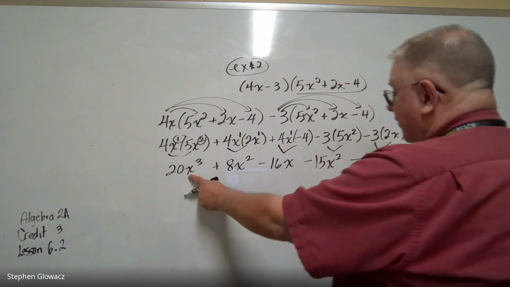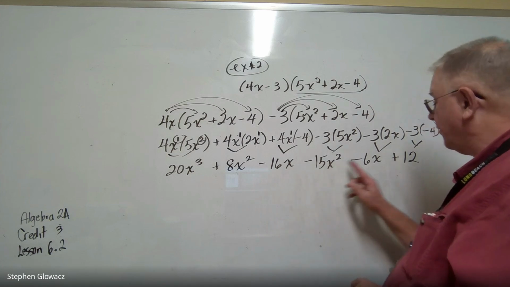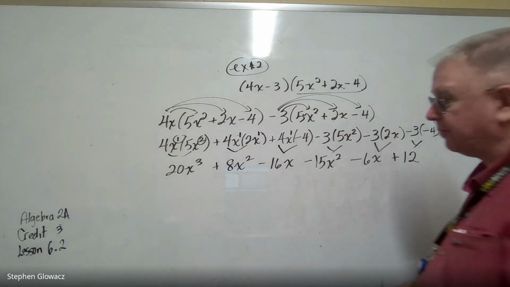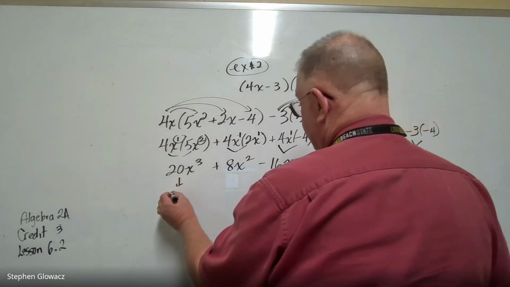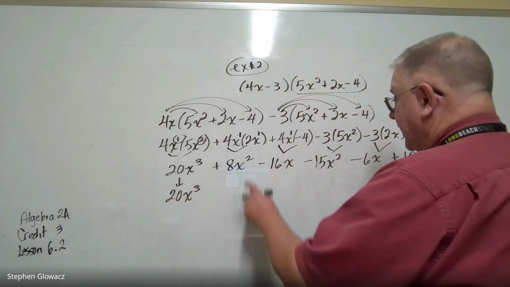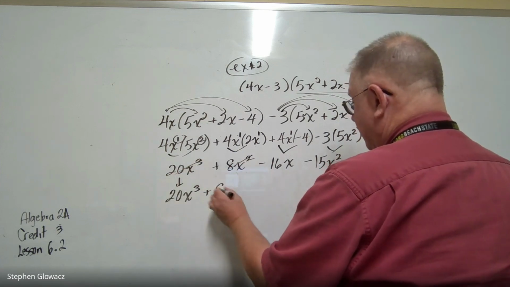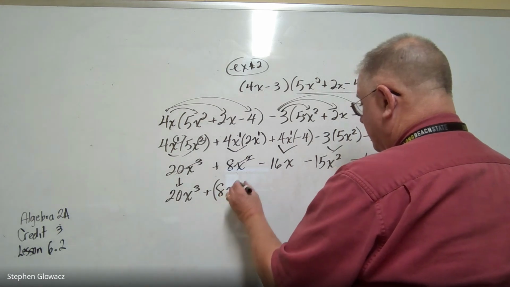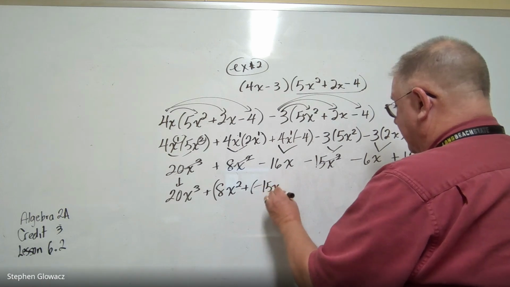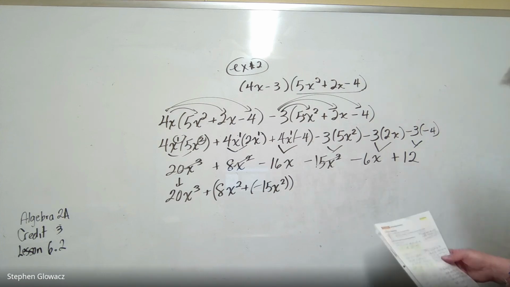Now, the first term, 20x to the third: there is no other x to the third. There are other x's, but none that are raised to the third power. So we're just going to bring that down, and we know that'll be part of our answer. Next, we have x to the second. So we have 8x to the second, we'll cross these out as we go, and then plus our negative 15x to the second power. That takes care of our x to the second powers.